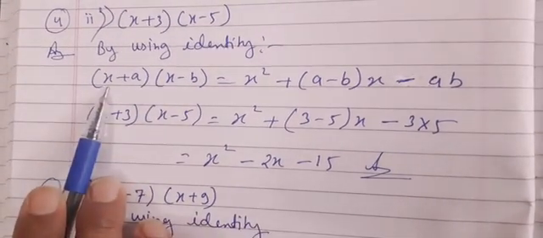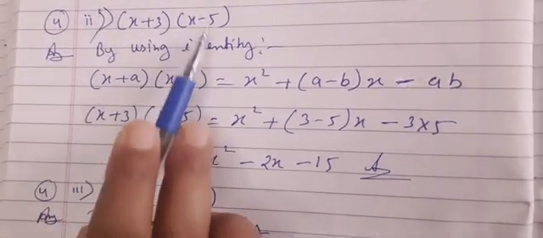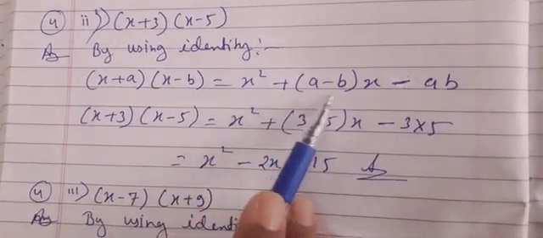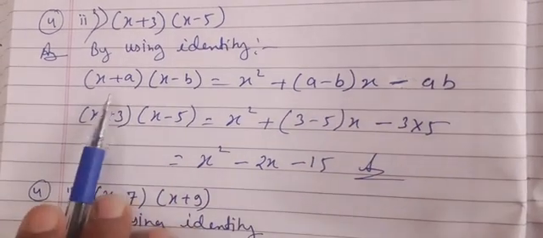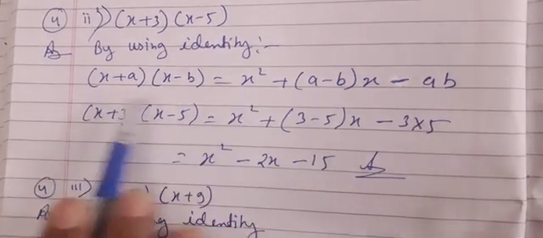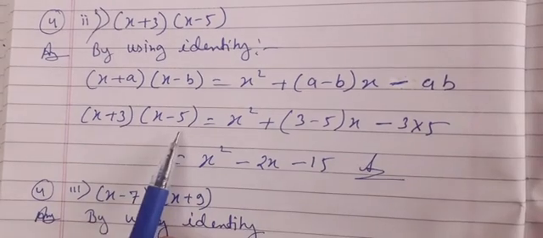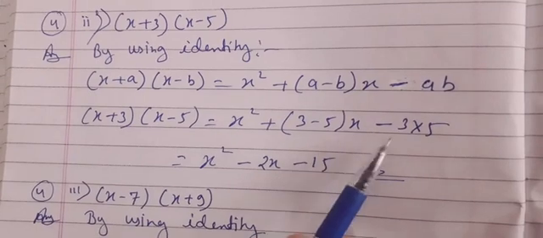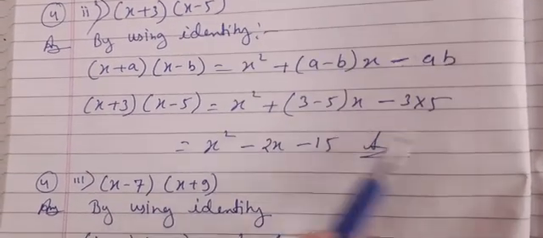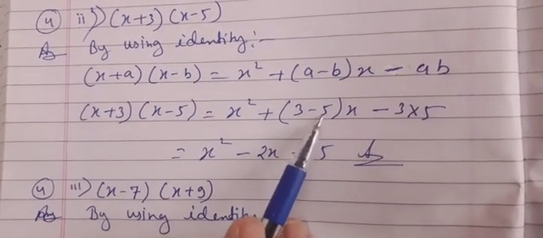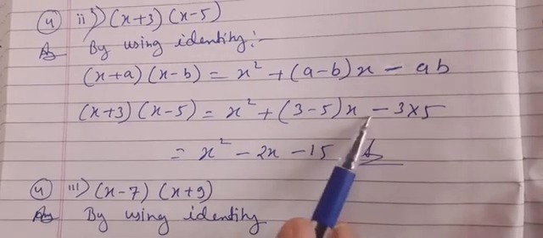So we have to decide which formula will suit here, will work here. Here is x plus a, x minus b. That's why I have written that by using this identity, x square plus (a minus b) into x minus ab. Now coming to our question, (x plus 3) into (x minus 5). x will be as it is, but in place of a we write 3, and in place of b we write 5. So it will become x square plus (3 minus 5) into x minus, in place of ab, 3 into 5. Now x square minus 2x, since 3 minus 5, the bigger number has the minus sign, so minus 2x, and minus 3 fives are 15. This is the answer.